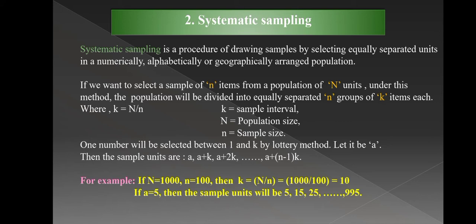Now, consider that there are 1,000 people or 1,000 students. First of all, we will arrange them systematically. You can arrange them roll number wise, or according to their names in alphabetical order, or geographically, that is according to their location. So first arrange them.